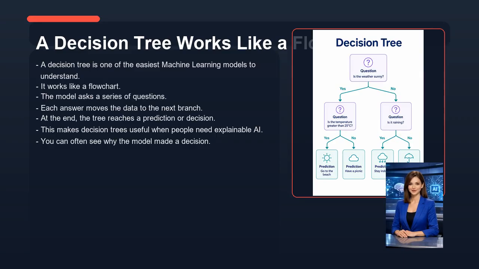The model asks a series of questions. Each answer moves the data to the next branch. At the end, the tree reaches a prediction or decision. This makes decision trees useful when people need explainable AI. You can often see why the model made a decision.